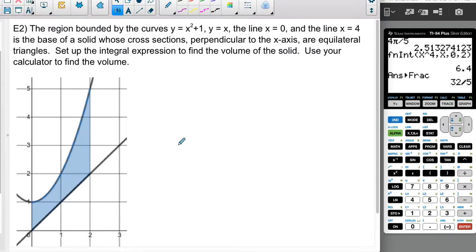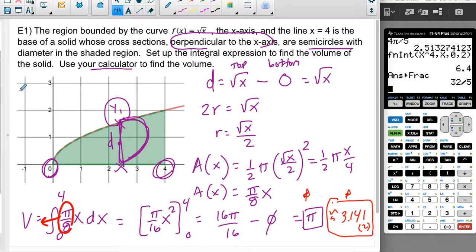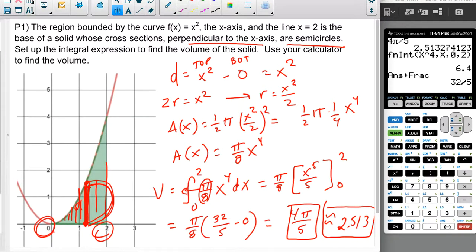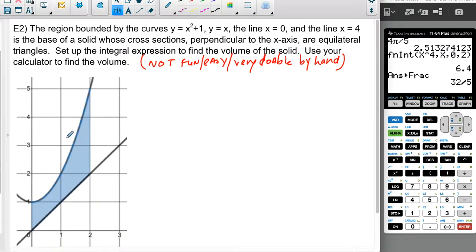If it were actually a calculator section, I would suggest you use the calculator. Now we're getting in the range of ones where this is not worth it by hand. So this is not fun or easy or really very doable by hand. It is not to say that it's not doable, like you can do it, but it's not a good call, right? So on some of these, I think it's fair to ask you to integrate an x. I think it's fair to ask you to integrate an x to the 4th. Things are about to get really ugly. So we're just going to do the calculator on these examples. We're not going to try and do it by hand.